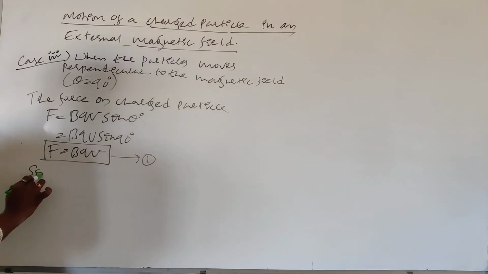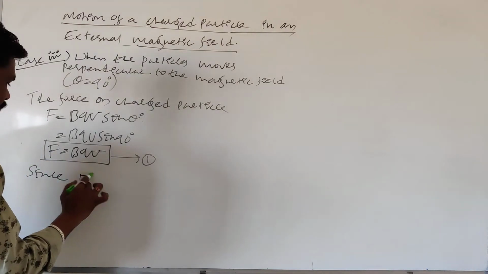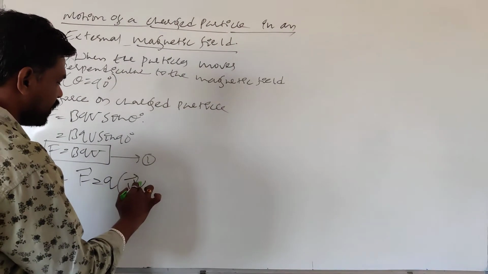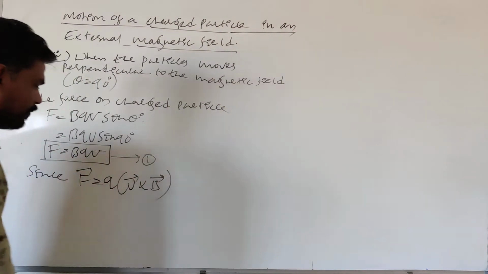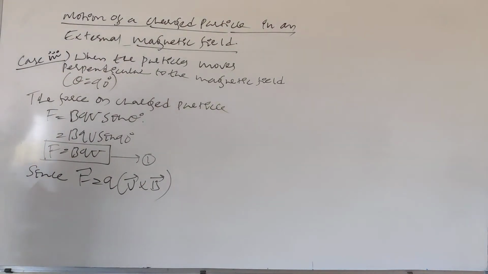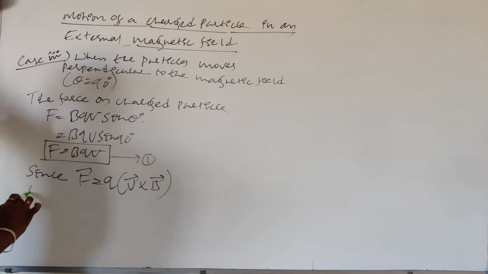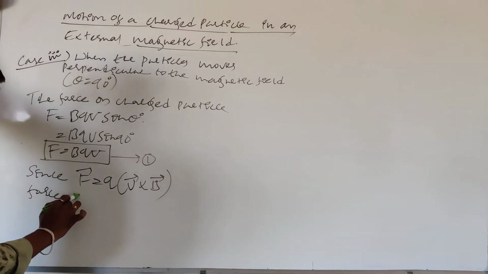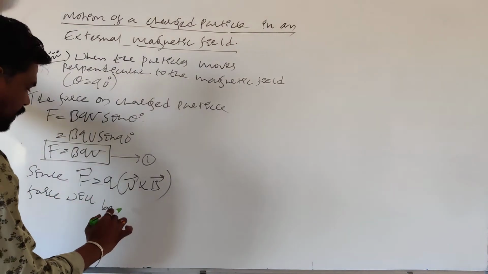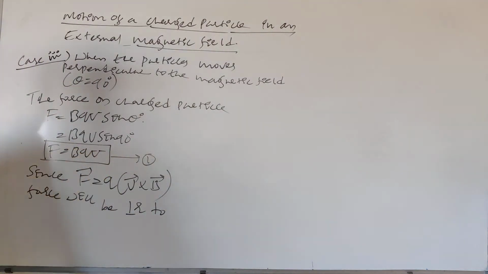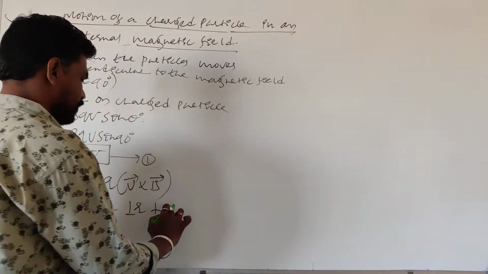Since F is Q, V cross B, the force will be perpendicular to V and B.